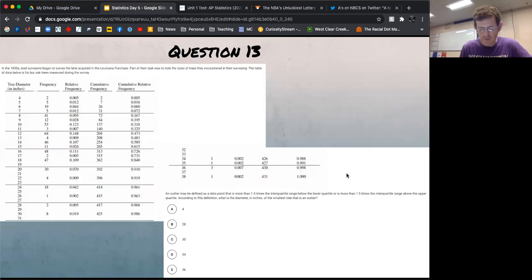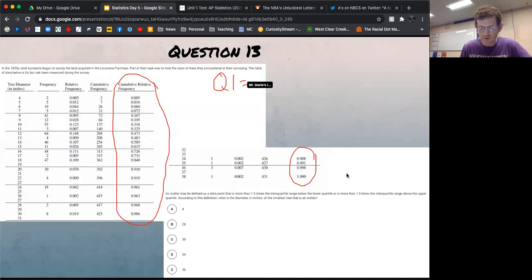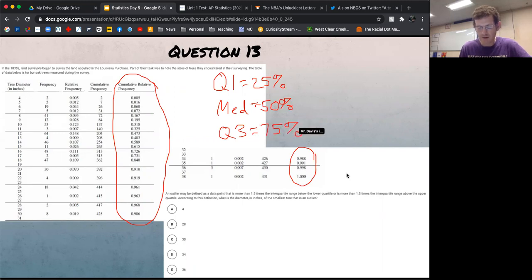So keep in mind that we have this table right here, or this column, the cumulative relative frequency. And one thing we need to remember is that the Q1 is just the 25th percentile point. The median is the 50th percentile. And the Q3 is the 75th percentile point. So this is showing for each one of these groups, what percent is being added to the total?